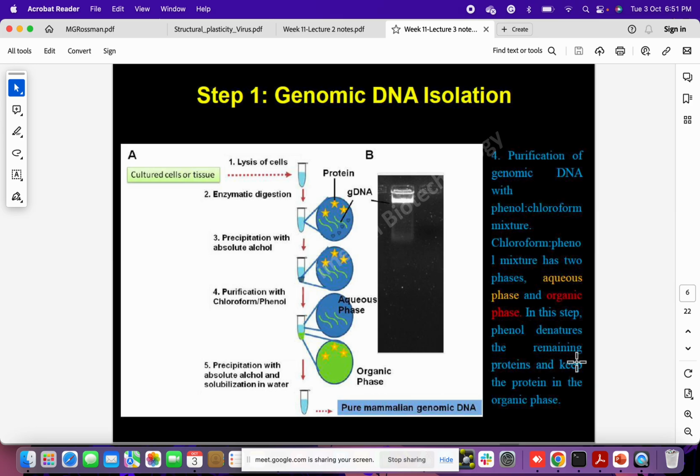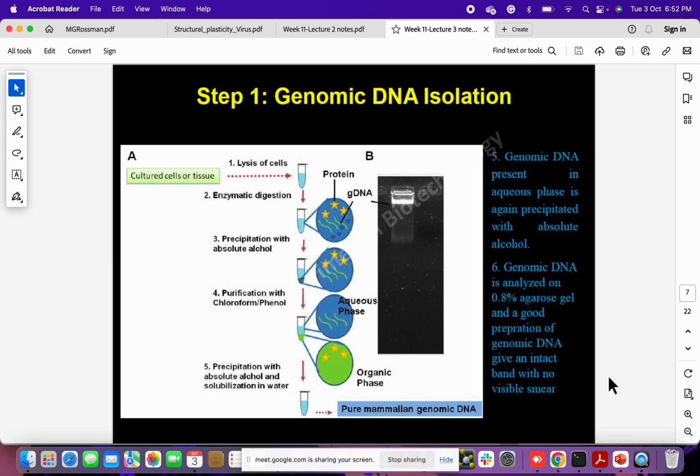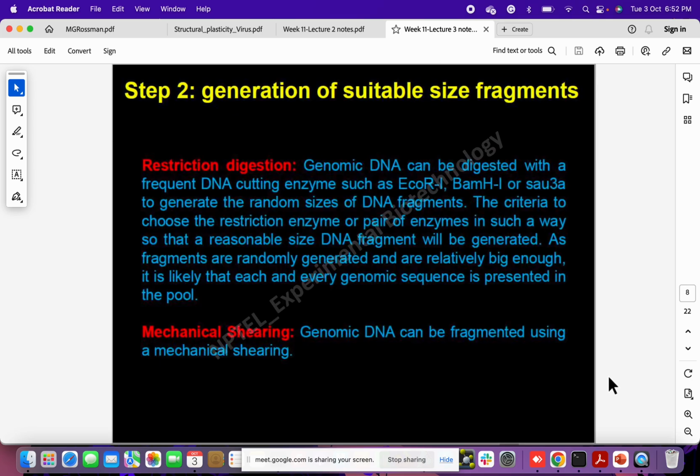The phenol-chloroform mixture has two phases, basically an aqueous phase and an organic phase. In this step, phenol denatures the remaining proteins and keeps the protein in the organic phase. Then the genomic DNA present in the aqueous phase is again precipitated with absolute alcohol. Genomic DNA is analyzed on 0.8% agarose gel, and a good precipitation of genomic DNA gives an intact band with no visible smear.